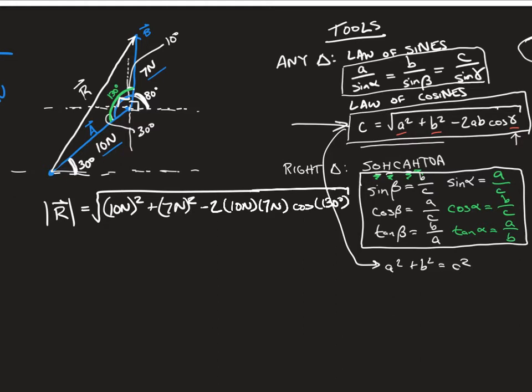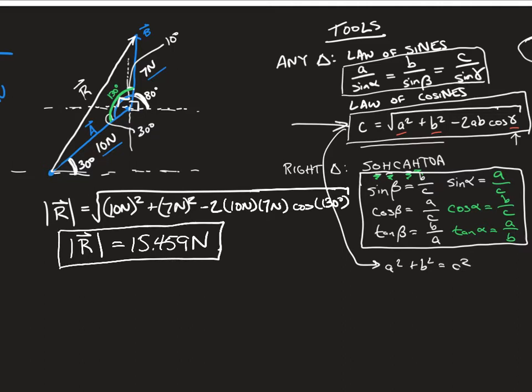Okay, the angle between those two sides. So we can plug all that into a calculator, and we end up with 15.459 newtons. I always recommend you keep 5 sig figs throughout your problem. That's just my recommendation.